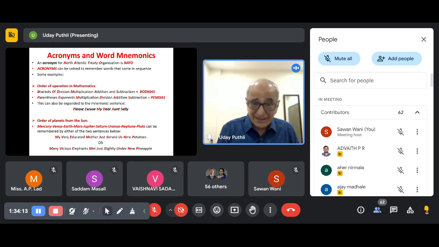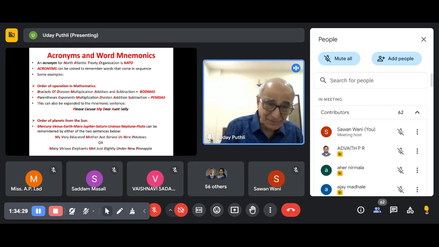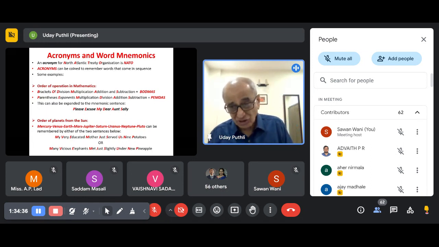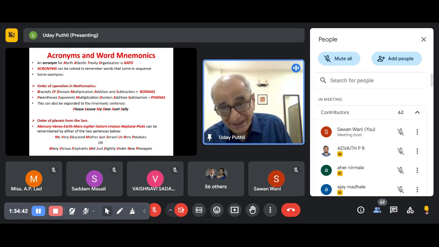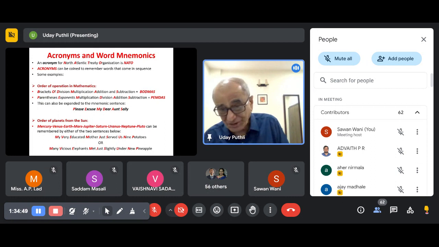Okay? Now, these acronyms can be coined. If you have something to remember, you may be able to make your own acronym. For example, these are standard acronyms which are there. When we studied mathematics, there is a sequence of operations when you're doing any kind of calculation. In India, we called it BODMAS, if you remember, BODMAS. That stood for brackets of division, multiplication, addition, and subtraction.